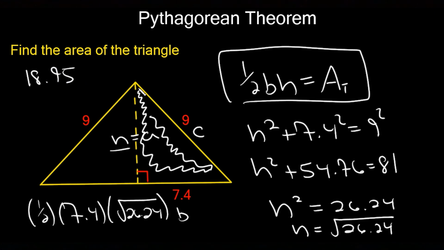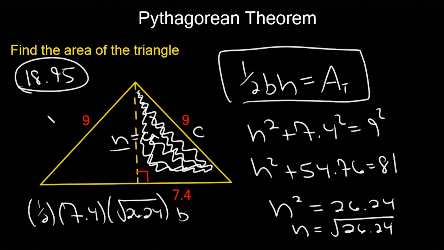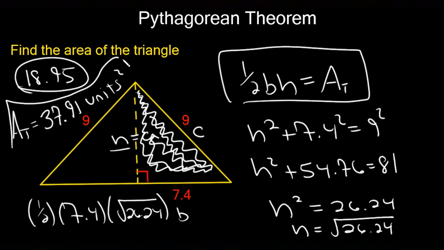But again, that's only for this triangle over here. We want the entire triangle, meaning I now have to take this number right here and multiply it by 2. So when I multiply this by 2, I get 37.91, rounding to the nearest hundredth. So the area of the triangle, we're going to say, is equal to 37.91. Okay? Now they don't give you any units here, but we know that we found the area, so we're going to say units squared. Okay? There it is. There's the area of the triangle. Okay? And this problem is now done.